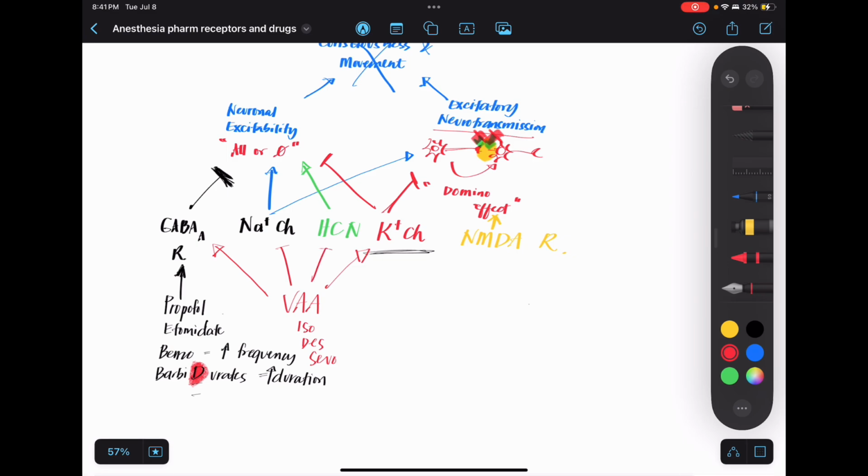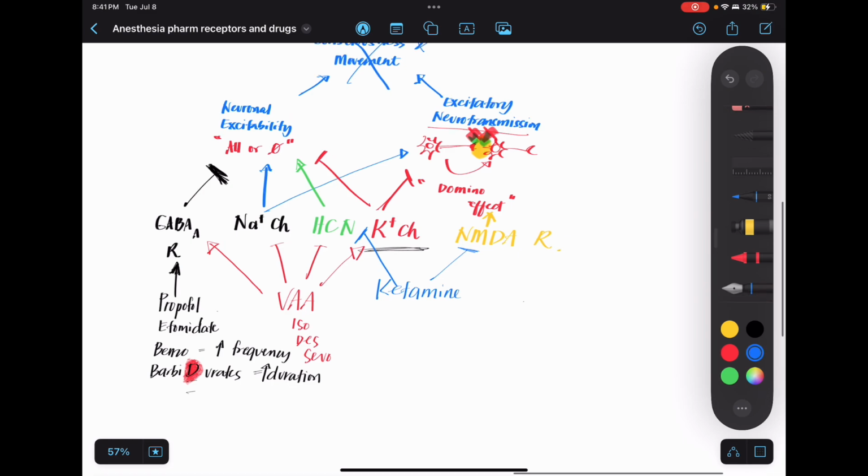The next one we can think of is ketamine. Ketamine works by inhibiting NMDA receptors and inhibits HCN. So ketamine, we give this when our baseline patient blood pressure is already low, or the patient has hemodynamic instability. So you'll see more hemodynamic stability when you give ketamine.